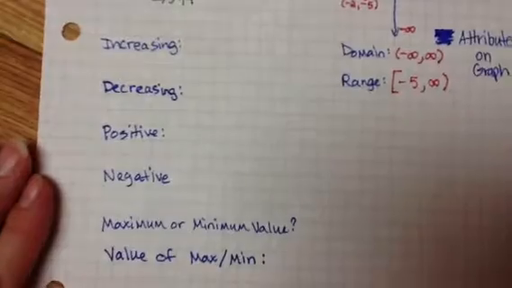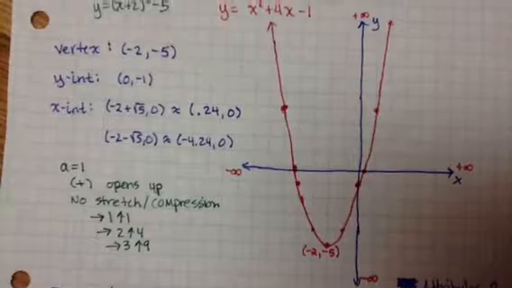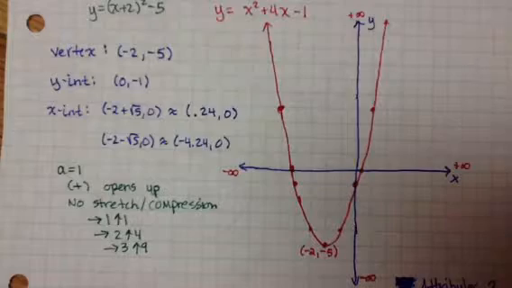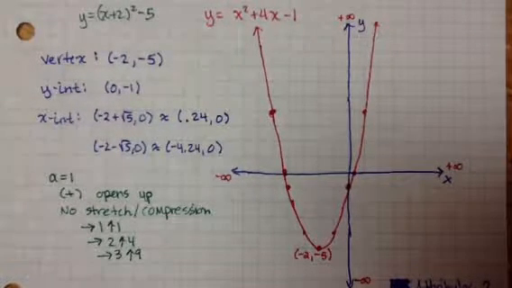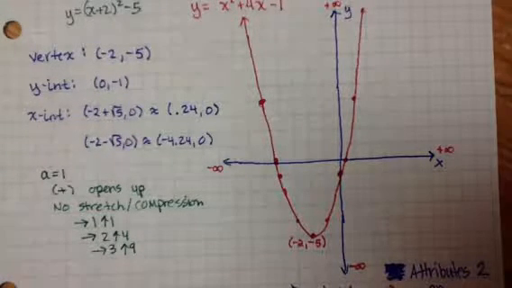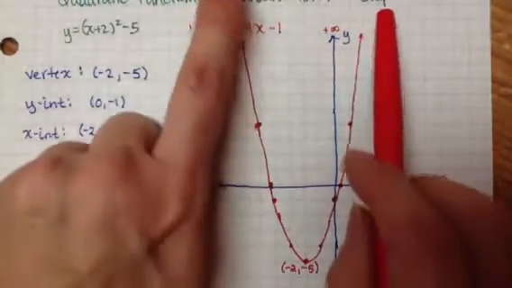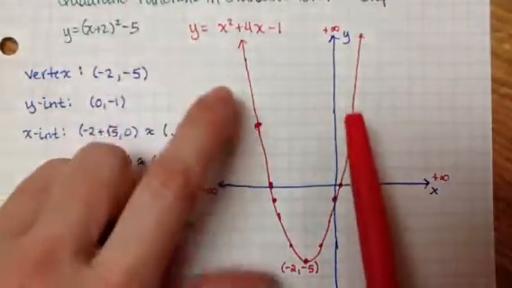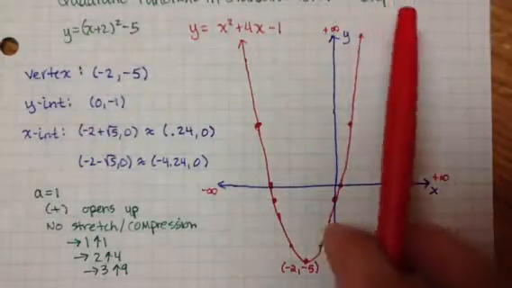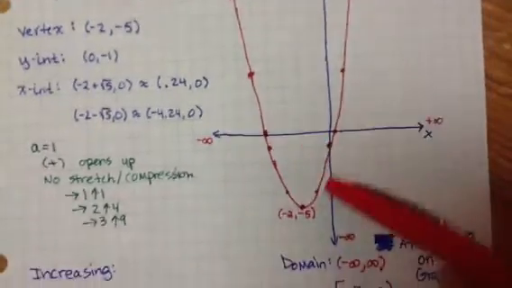Now let's talk about the maximum or minimum value and the value of the max or min. That gets to be a little bit confusing sometimes for people, but what you have to consider is: could I give a value that would be the lowest value this function gets to, or could I give a value that would be the highest value? This function continues going forever, so it really goes up to infinity, but I can't name that as a maximum value because you can never get there. So this graph actually has a minimum right down here at the vertex.